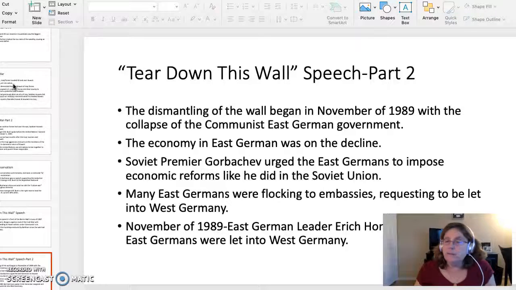Soviet Premier Gorbachev urged the East Germans to impose economic reforms like he had in the Soviet Union. Many East Germans were flocking to embassies requesting to be led into West Germany. November 1989, East German leader Erich Honecker resigned and East Germans were let into West Germany.